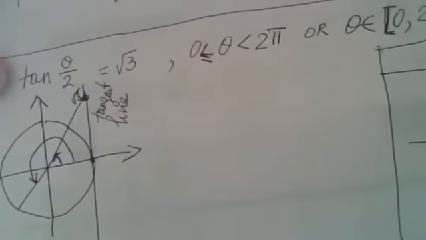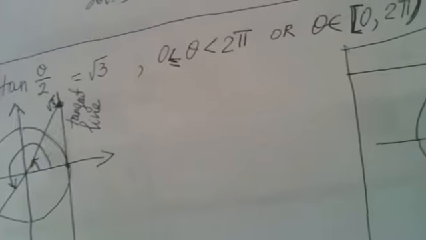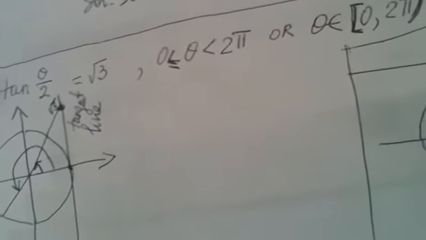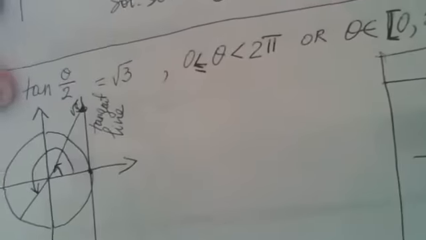And let's now find these angles. But don't forget, in our problem, our angle was theta over 2. First option, theta over 2 equals which angle in the first quadrant has tangent equal to square root of 3?